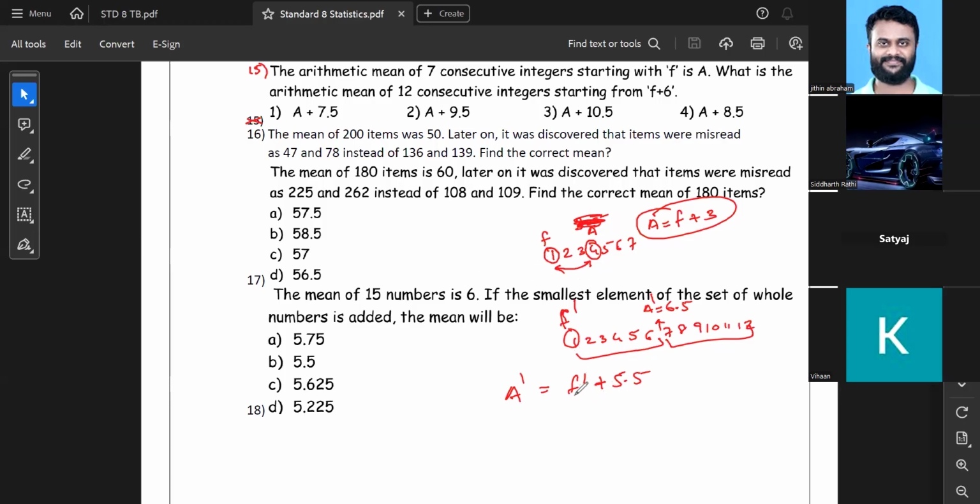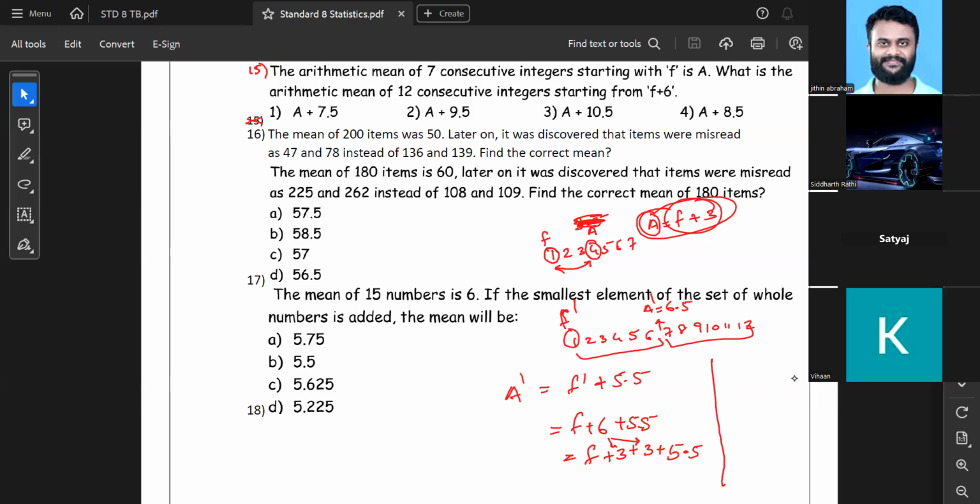Now, what is the relation between the new first value and the old first value? They have already said it is f plus 6. So previously it was f, now it is f plus 6. Instead of f dash, I'll write f plus 6 plus 5.5. But I'll not add them completely, because I need f plus 3 so that I can put a. So I'll break this 6 into two parts: f plus 3, and then plus 3 plus 5.5, which is 8.5.